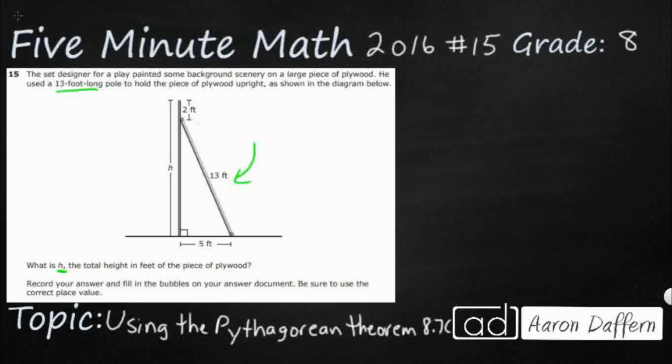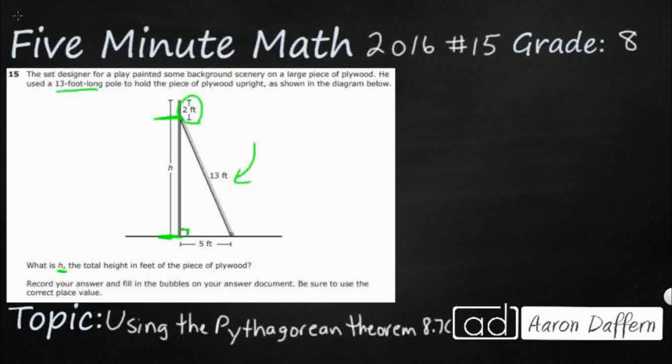And here's something we're going to have to keep in mind. There's 2 feet of the plywood that's not necessarily being used. So we're looking at this little chunk right here, but it doesn't include the 2 feet up at the very top. So that's kind of confusing here. So what we should see is a right triangle.